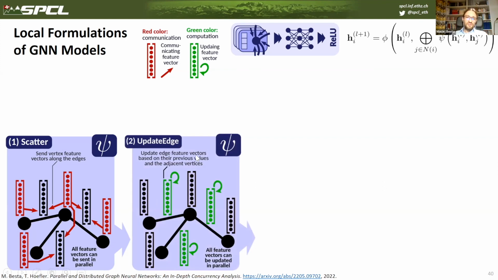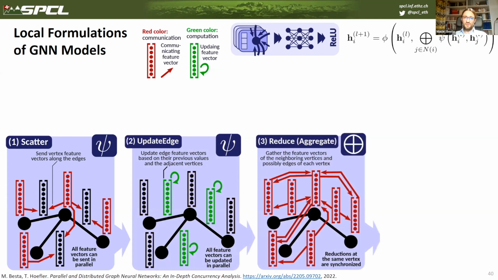And then in the second phase, the update edge phase, we are using the vectors issued in the previous phase to conduct some local computation and to generate new edge feature vectors, right? In this phase, we don't really do any communication, and we can also apply all these changes in parallel.